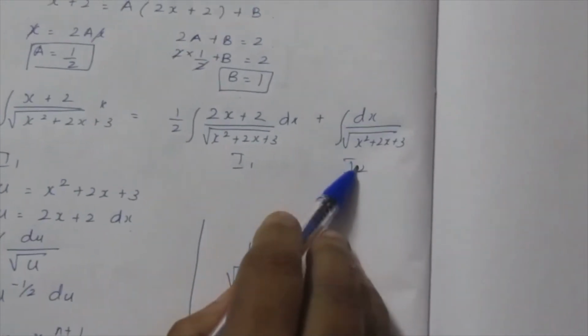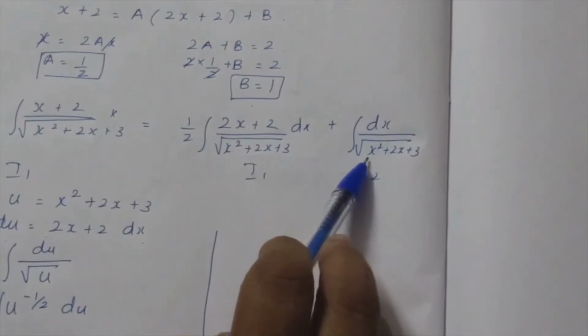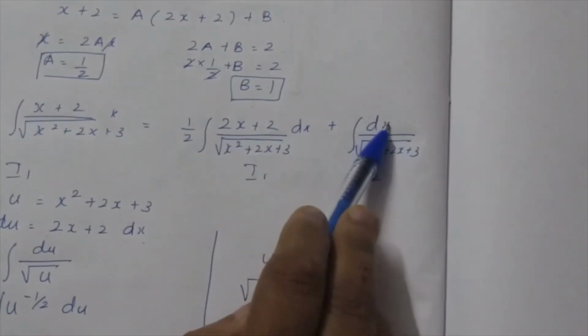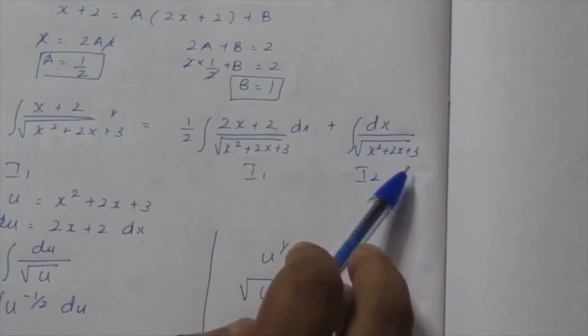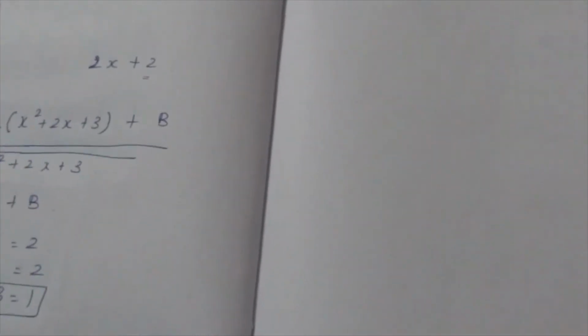I am going to do I2. I2, if you see, it is integration of dx by root of x square plus 2x plus 3. The numerator is not the differentiation of the denominator, which means as it is in a square root and a square number, I can go with the completing the square formula alone. So the only method is the completing the square method, which we have learnt in 10th standard, but I'll teach you one easy method to solve it.